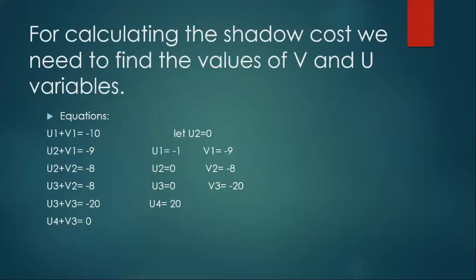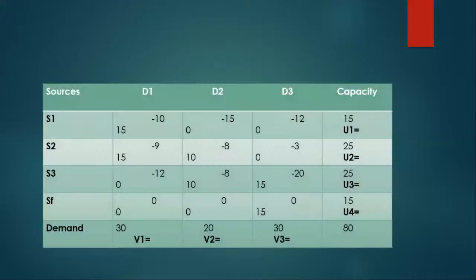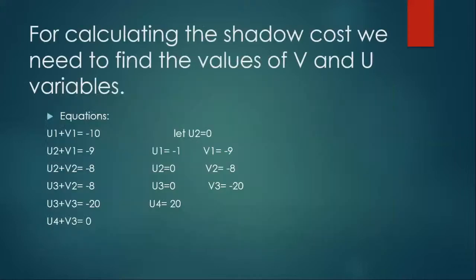Now we will introduce the variables v and u. For calculating the shadow cost, we need to find the values of the v and u variables. We will find the values with the equations we are using. u1 plus v1 equals -10. We will use all these equations to find the shadow costs.